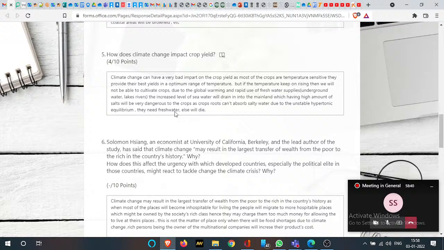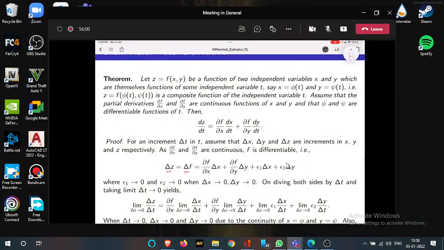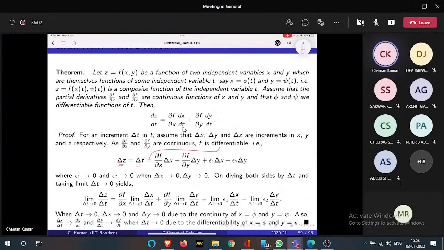So change in f is basically change in z, because another notation for f is z. So delta z is equal to delta f. As I said, this step is because of the differentiability of f, using the definition of differentiability. And then you divide this equation by delta t, both sides, and take the limit as delta t goes to 0.